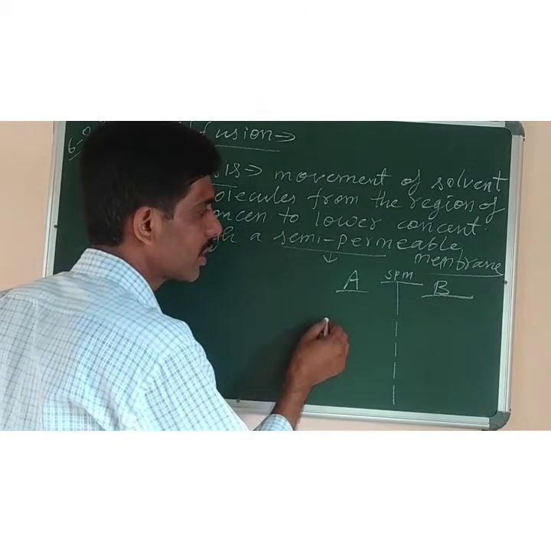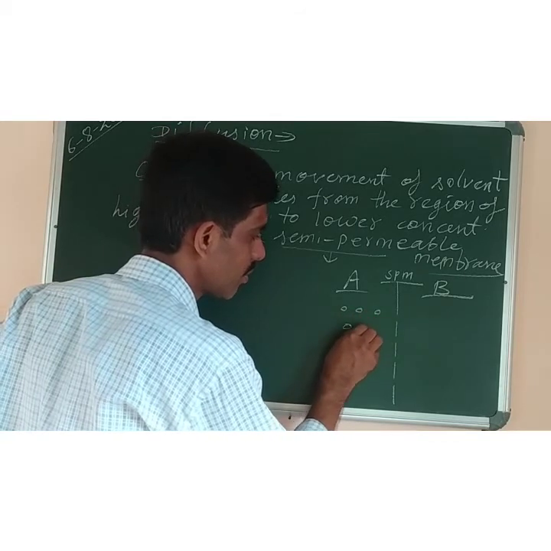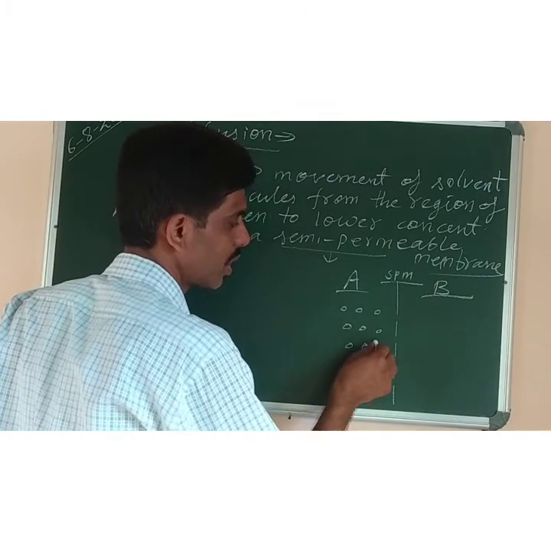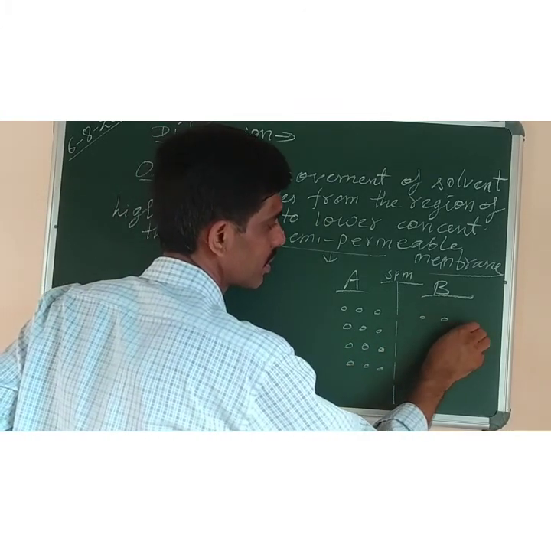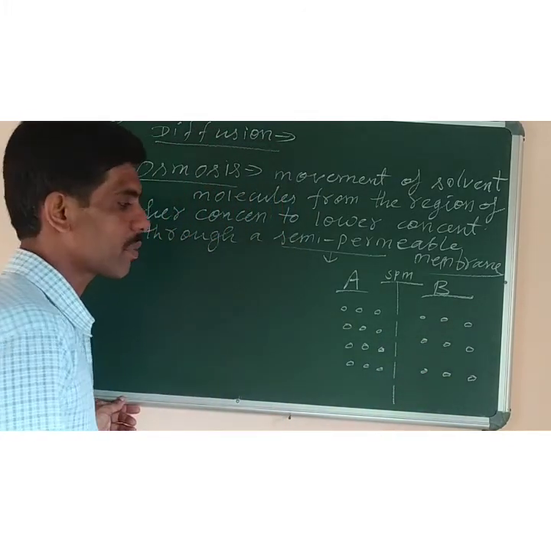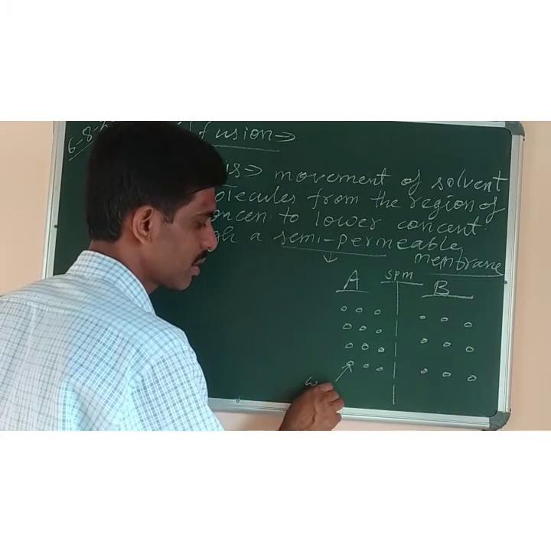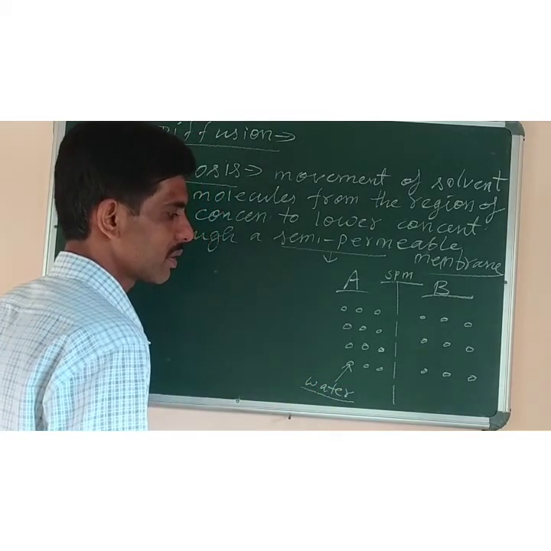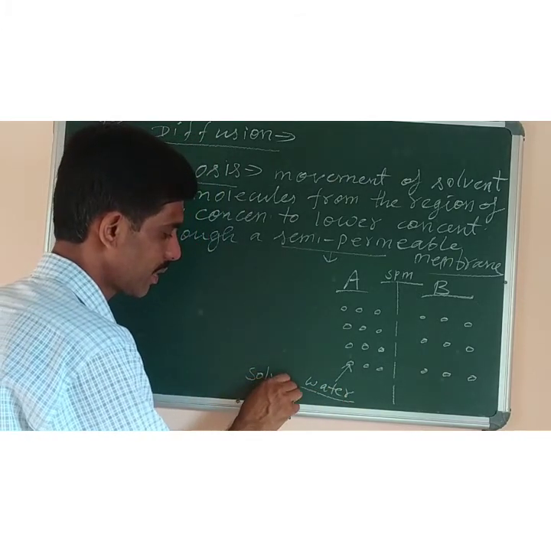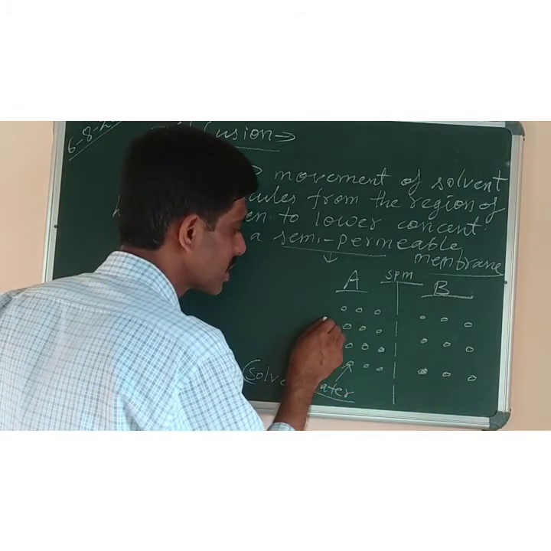Now on this side I am drawing the solid molecules, the small circles. 1, 2, 3, 4, 5, 6, 7, 8, 9 solid molecules. And now I am drawing the solvent molecules. You can take this one as solvent or water molecules. Water means solvent, so you will not get confused. Here this one is the same, water molecules. Now I will draw some solid molecules.